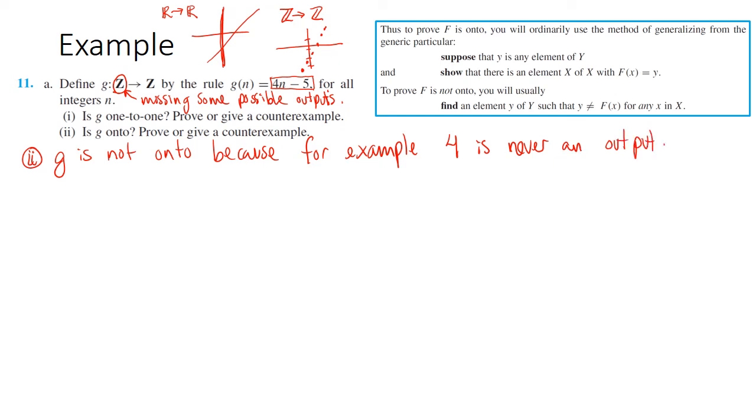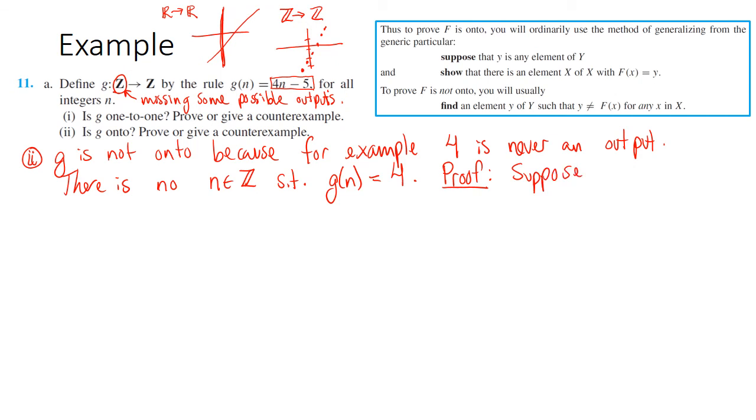Okay, so I'm going to say it like this. There is no n in Z such that g of n equals 4. And then I'm just going to write a little proof of that statement. Okay, so I'm going to do it by contradiction. So suppose there is some integer n such that g of n equals 4.